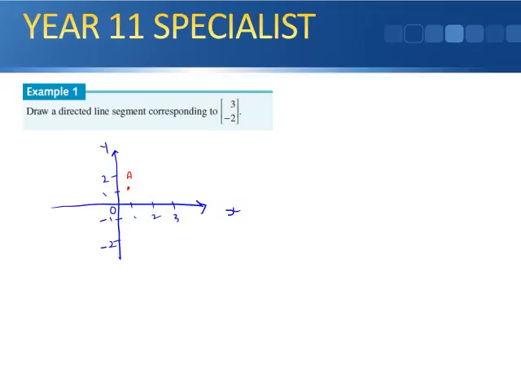I need to go down 2, because -2, and across 3. It doesn't matter which one you do first. Better put another one in there, I need 4. So 1, 2, 3 across and down 1, 2. So I'm going to end up right there. That's my B, and if I can draw a straight line from there to there, and put an arrow, that's my vector 3, -2.